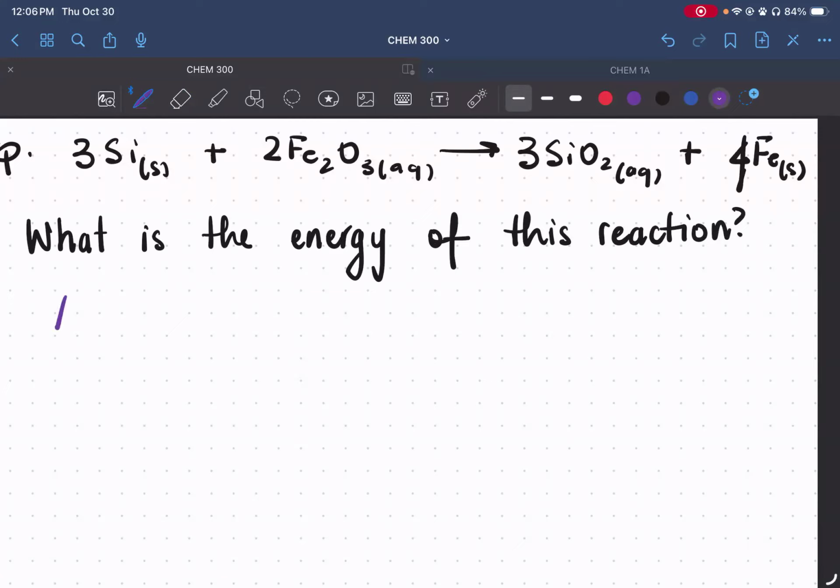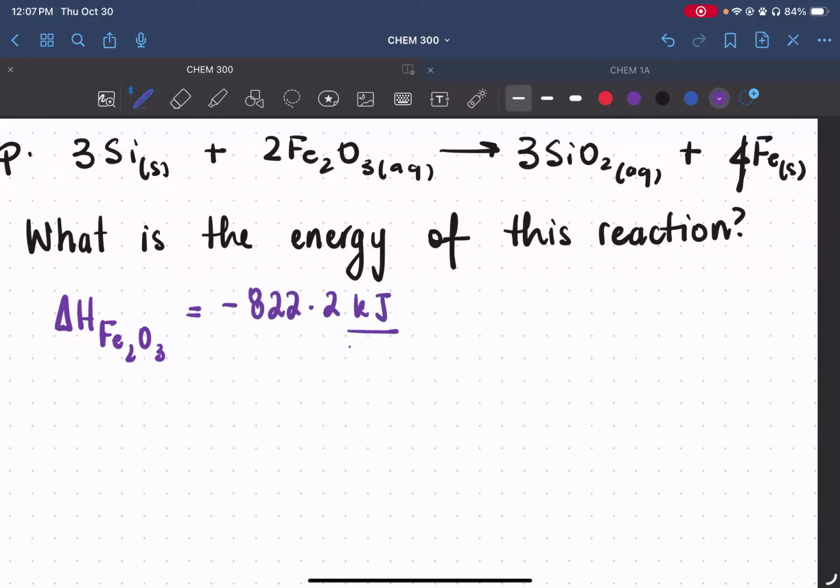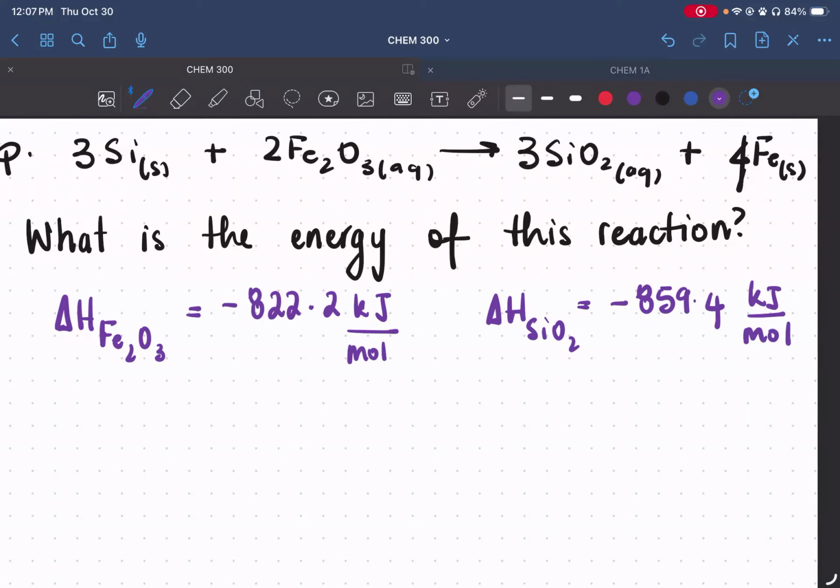I will provide to you the delta H values. The delta H of iron oxide is approximately negative 822.2 kilojoules per mole. The delta H of silicon dioxide is approximately negative 859.4 kilojoules per mole. And those are the only two energy values I'm giving you.